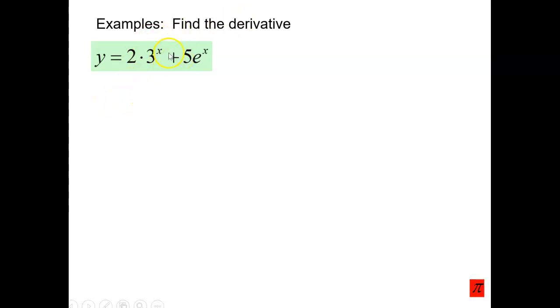This is the sum rule, so I would just bring down the addition sign. And here again, I have the constant multiple rule. I have a constant times the function e to the x. I would pull that 5 out because it's a constant times a function, and then take the derivative of e to the x, which is itself. So the resulting derivative is 2 times 3 to the x natural log of 3 plus 5 e to the x. Again, notice that a function with e to the x in it, just plain old e to the x, is just that same function.